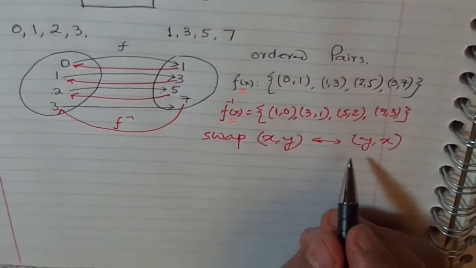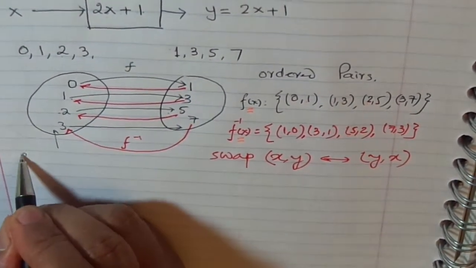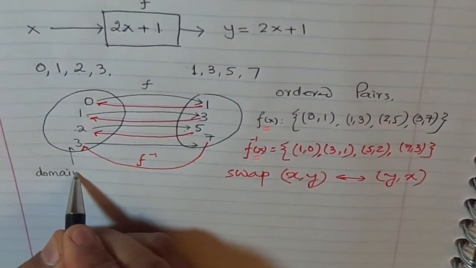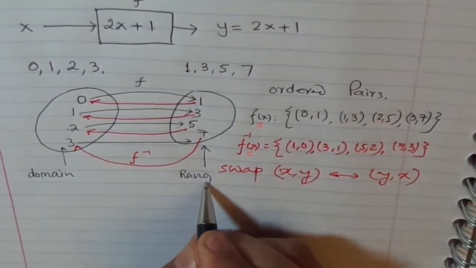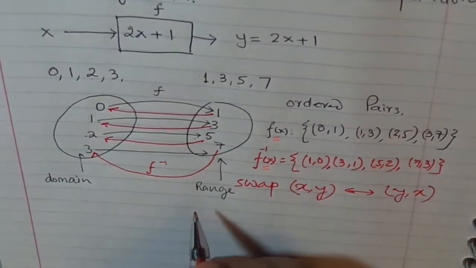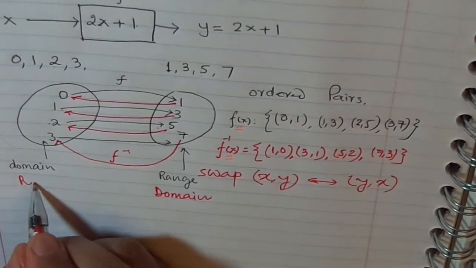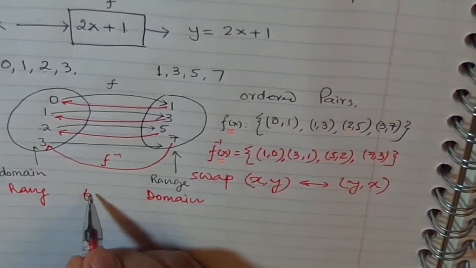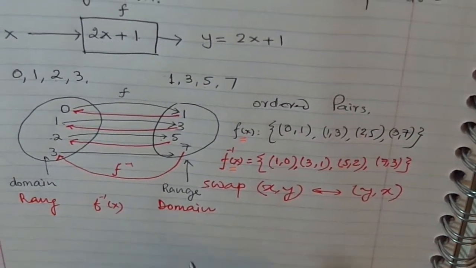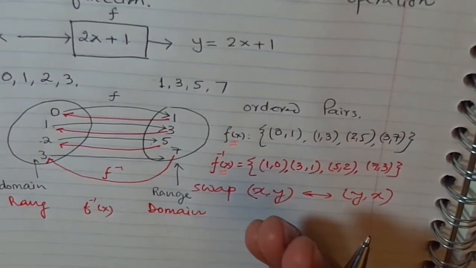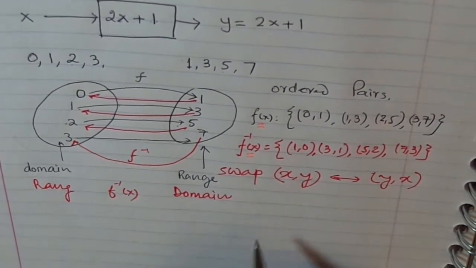Another interesting thing you see is that for the function, this is the domain, and the range is this set of numbers. For the inverse, that becomes the domain, and this is the range. This is for f inverse x. So you'll always see that for an inverse function, the domain and range interchange.